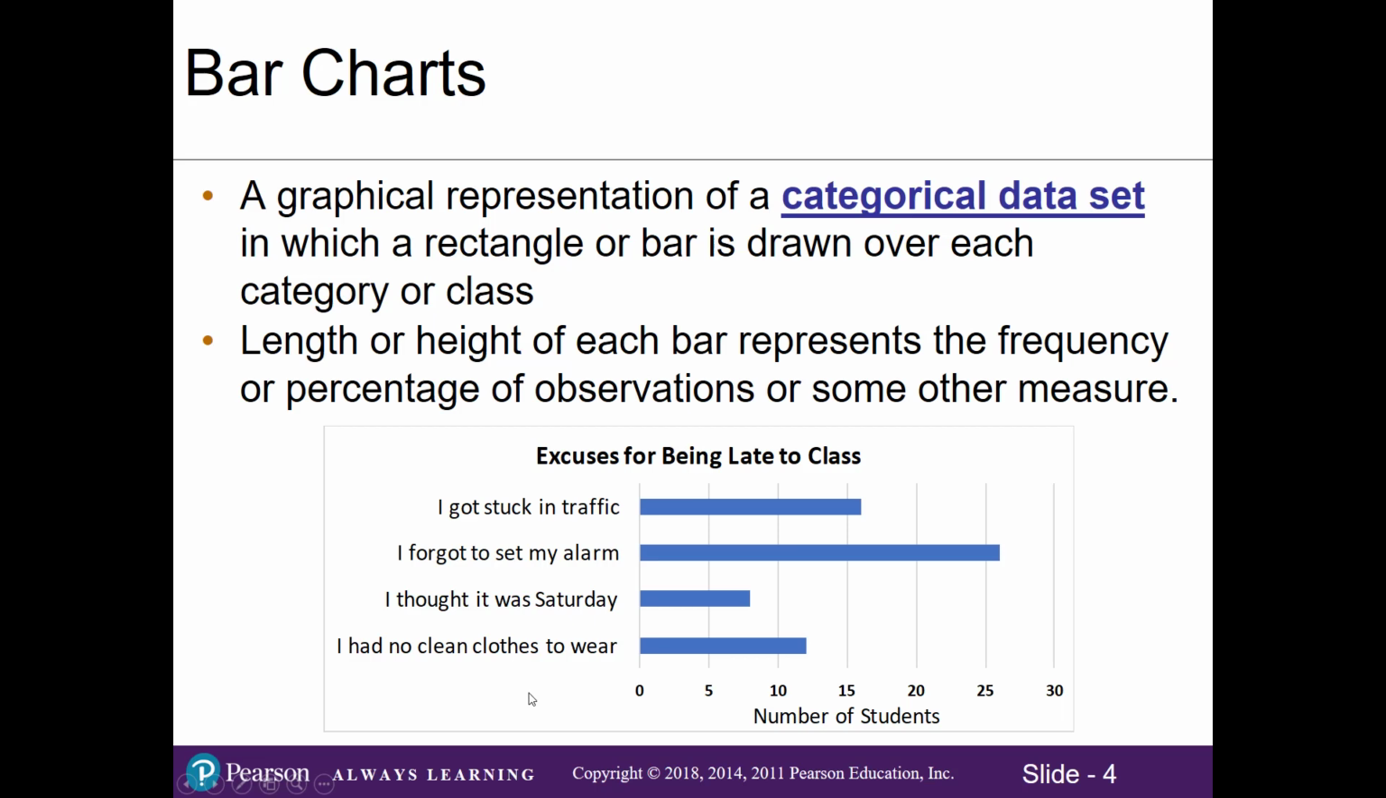So for instance, we have a bar chart here where I've polled students to ask why they come to class late. And we've got 16 students that say they got stuck in traffic, 26 students that said I forgot to set my alarm. We've got some students that said I thought it was Saturday, and others that said they had no clean clothes. So we can see here the number of students who said they were late for class for a particular reason.